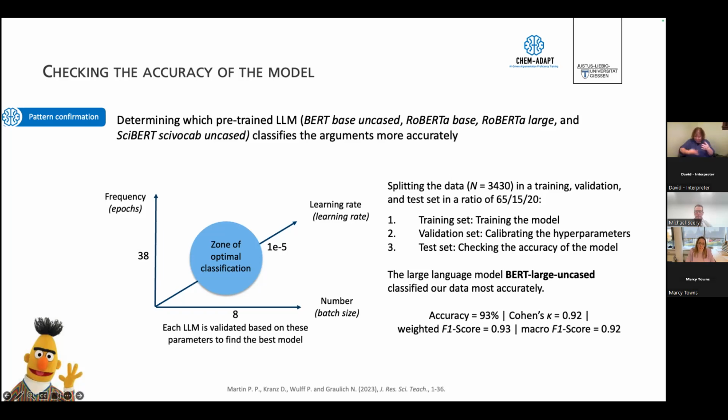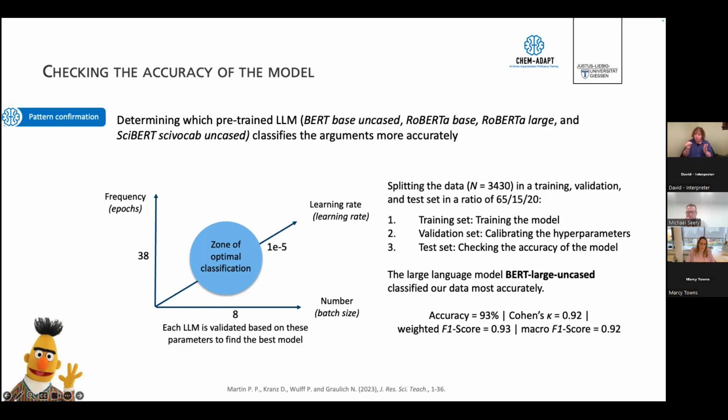And then we could split the data into three different sets: a training set, a validation set, and a test set. This is a typical method in machine learning, where you split your data into different sets. One is there to train the model, to help the algorithm learn what to look for; a validation set to determine the hyperparameters, which are epochs, learning rate, and batch size. So you have to calibrate your algorithm to achieve a good classification of your categories. And then the test set is there for checking the accuracy of the model.